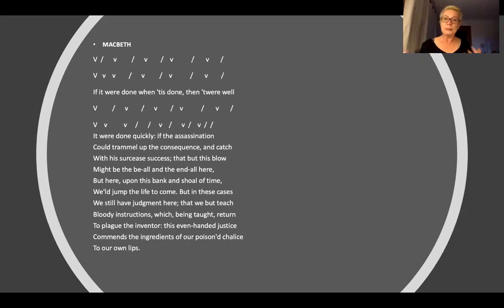So it's actually pretty regular. We do have this oddness, the feminine ending with this line. It were done quickly of the assassination. It's a bit odd. But I want us to think about what we can do with the scansion of this and what the scansion does to tell us about Macbeth's state of mind. We can do the straightforward de-dum, de-dum, de-dum, de-dum, de-dum scansion. If it were done when 'tis done, then 'twere well. It were done quickly if the assassination. It all falls apart by the second line.